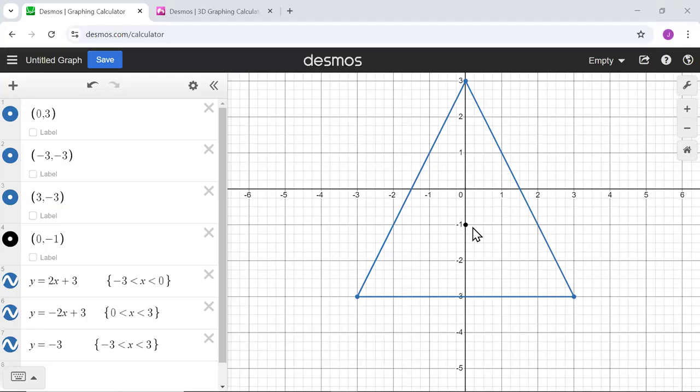So what's happening is my point (0, -1) is actually within the triangle. The triangle has vertices at (0, 3), at (3, -3), and at (-3, -3). So that's what's going on.